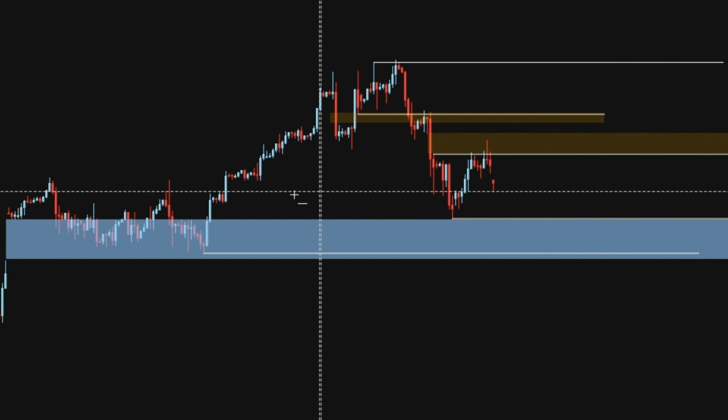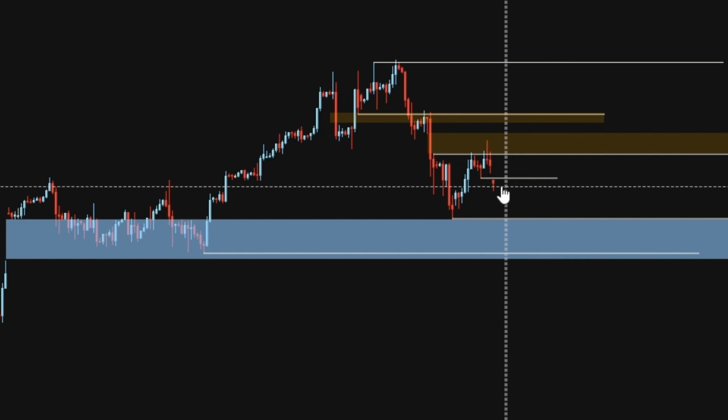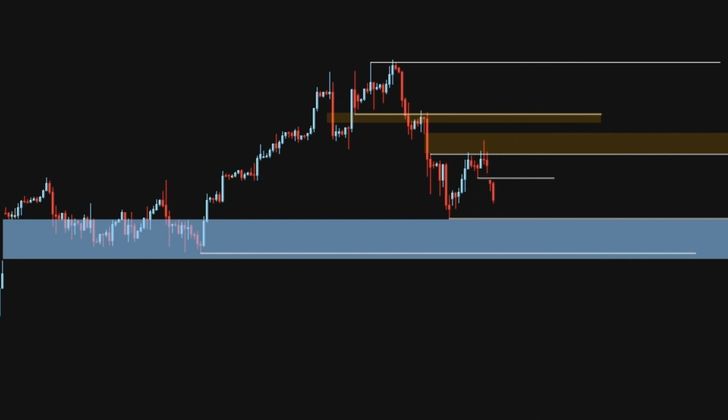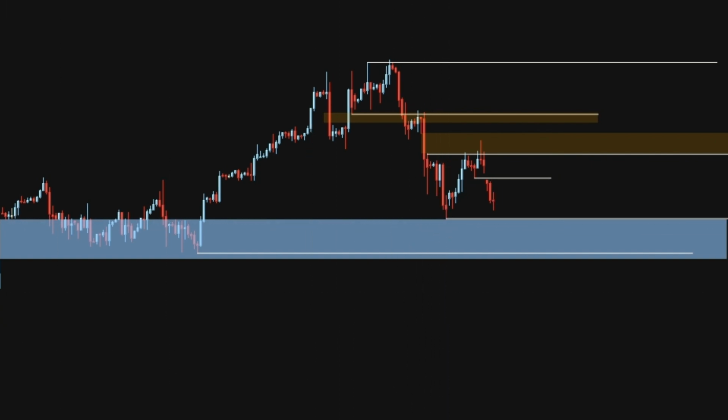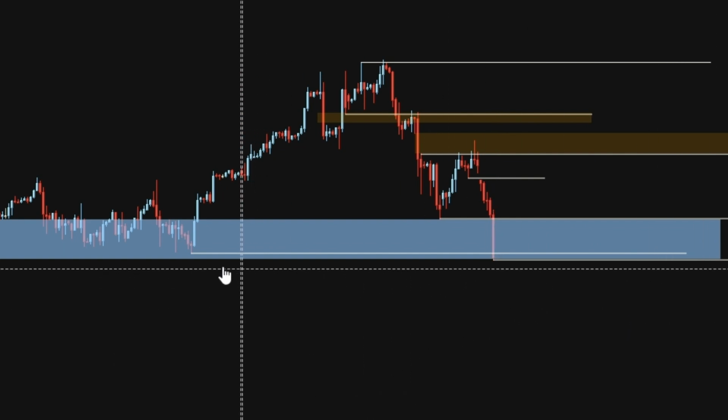Right, now we are on the micro time frame. We are breaking this, but I want to see a follow through. So there's the follow through. So I'm anticipating that this low is going to be taken out. And there's the low, it's taken out. So we are displacing below now.